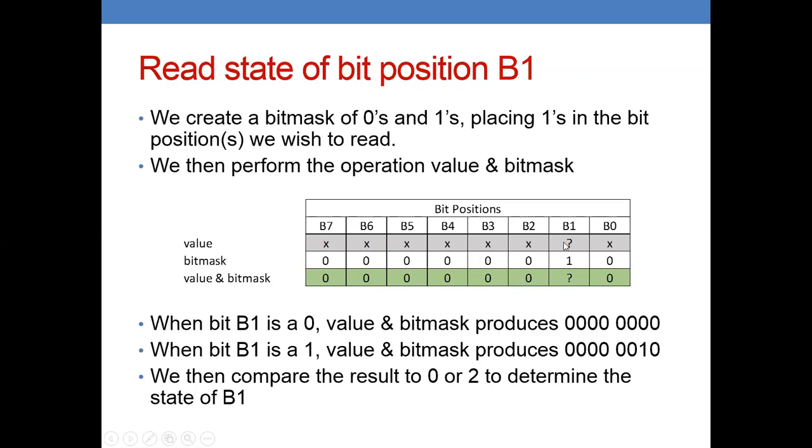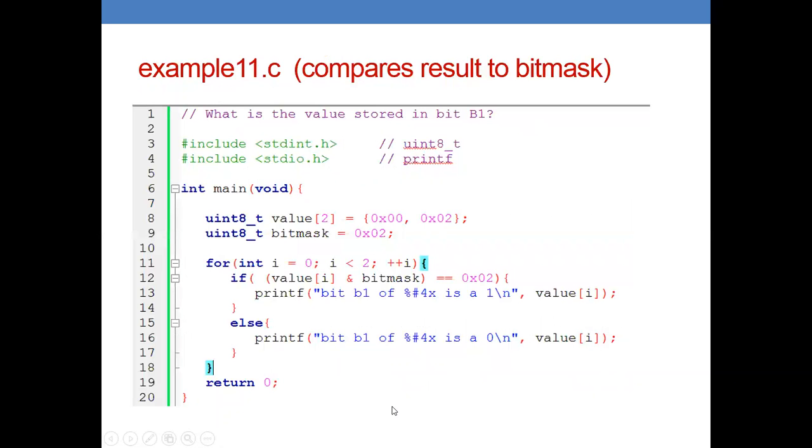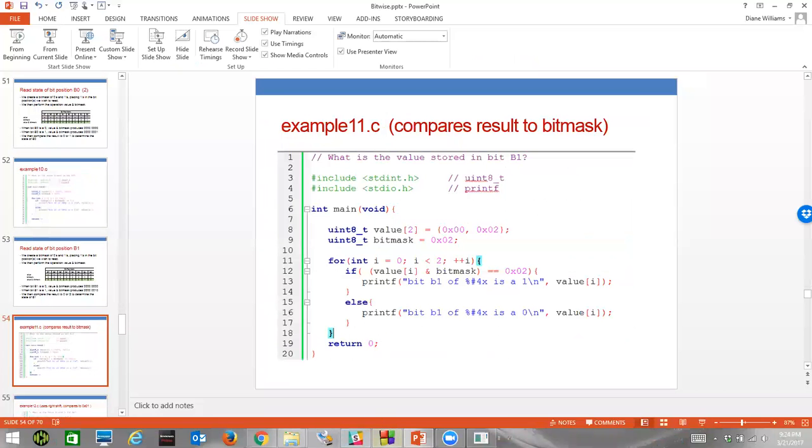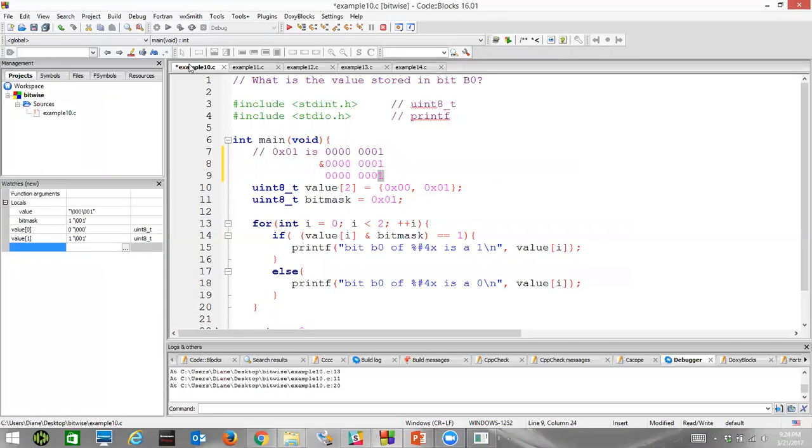Otherwise, when B1 is a 1, well, we'll have 0 0 0 0 0 0 1 0, right, which is a 2. So we can compare the result to either 0 or 2 to determine the state of B1, right? When B1 is a 0, the AND result produces zeros. When B1 is a 1, the AND result produces this hex 02, or the number 2, right? And we do that then in example 11. So let's look at example 11 here.